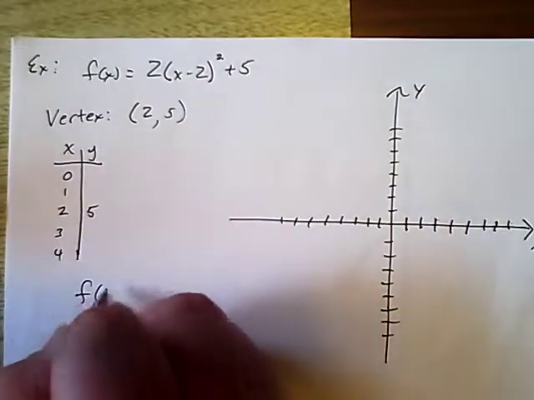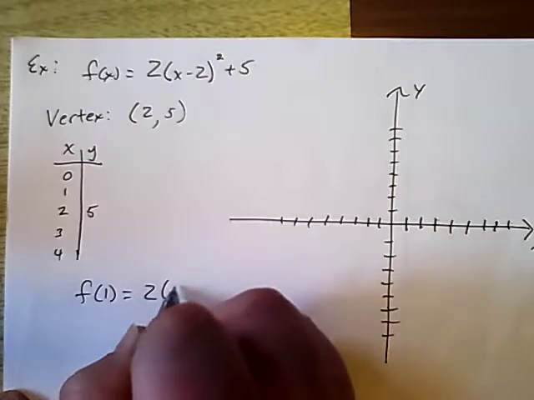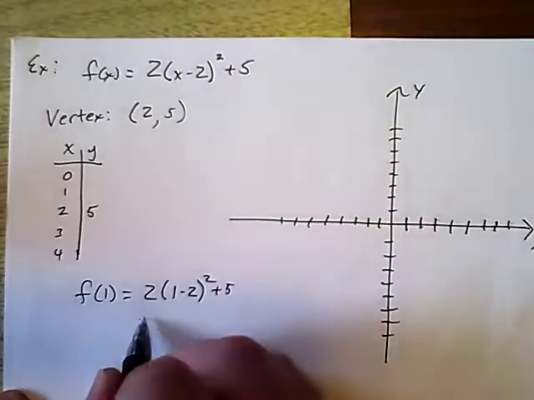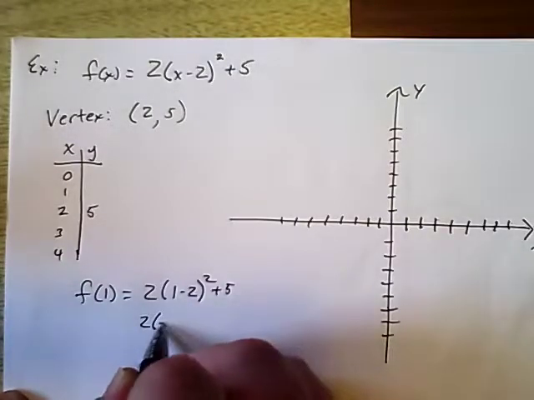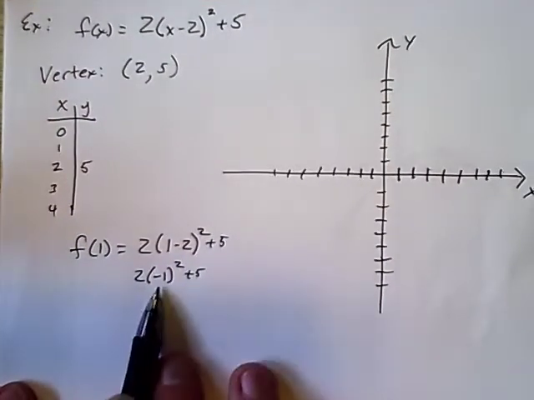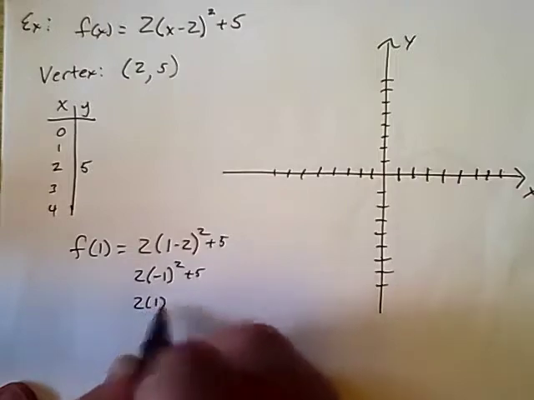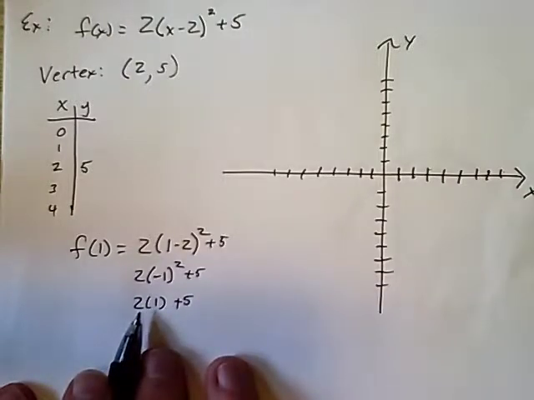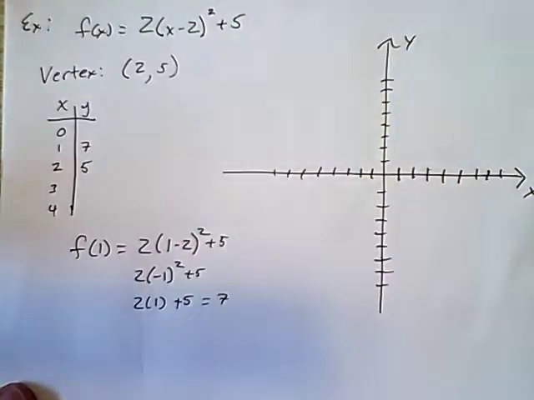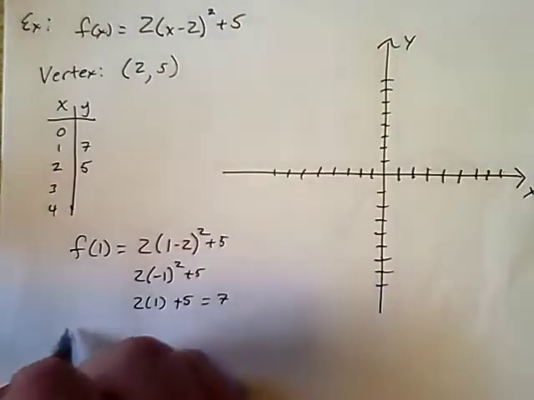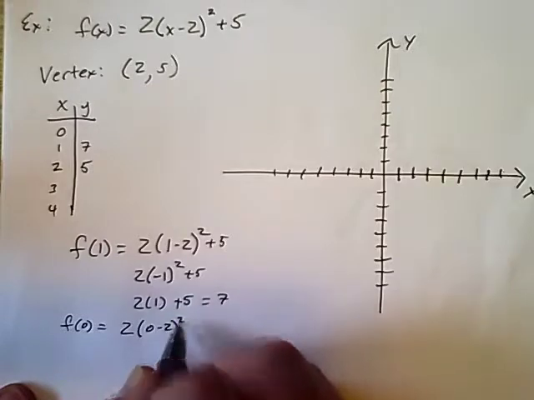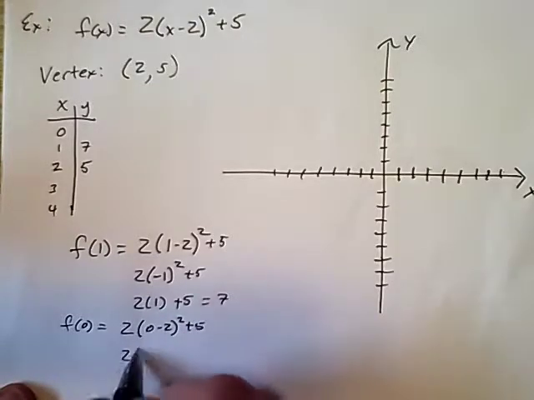So f of 1 is going to be 2 times 1 minus 2 squared plus 5, which is 2 times, well, 1 minus 2 is negative 1 squared plus 5, and negative 1 squared is a positive 1, so 2 times 1 plus 5. 2 times 1 is just 2, and 2 plus 5 is 7. So here I would have a 7. Now let's plug in a 0 and see what happens. So f of 0 is 2 times 0 minus 2 squared plus 5. 0 minus 2 is negative 2.